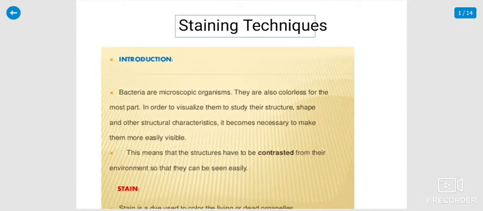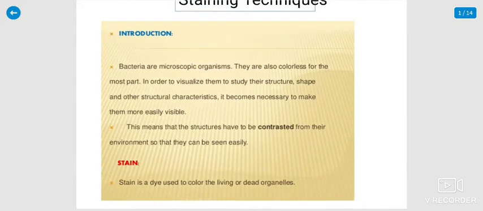Today we discuss microbial technology practical. So you know very well staining techniques. There are a lot of types of that, so one by one we discuss in the class.